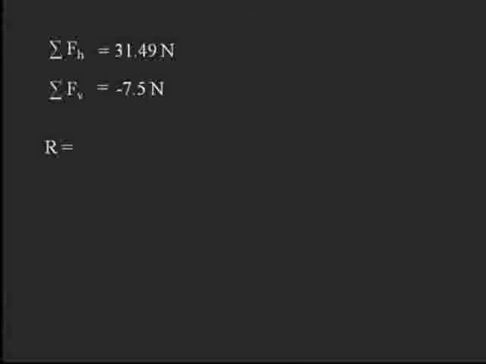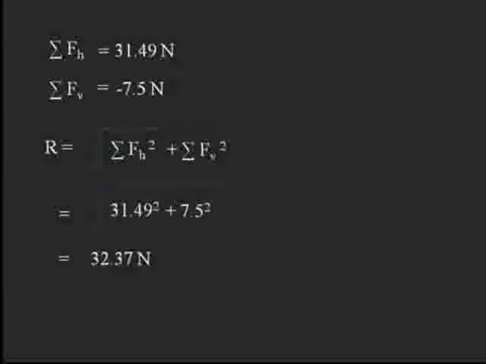After getting these two, FH and FV, that is the sum of all horizontal forces and the sum of all vertical forces, we have to find out the resultant force. I've already given the explanation in previous sessions. What is the resultant formula? The resultant is equal to the square root of the sum of all horizontal forces squared plus the sum of all vertical forces squared. Substitute these two values in this equation, and we will get the required resultant value as 32.37 newtons. This is the way of finding the resultant force.